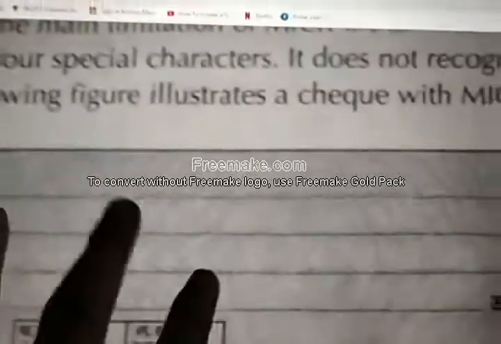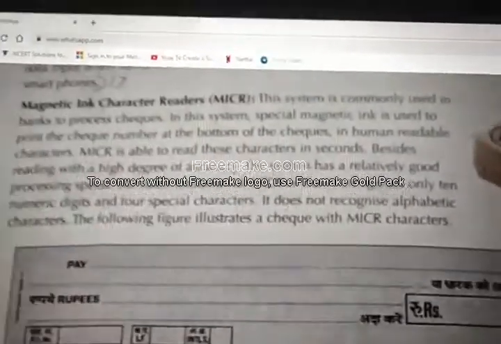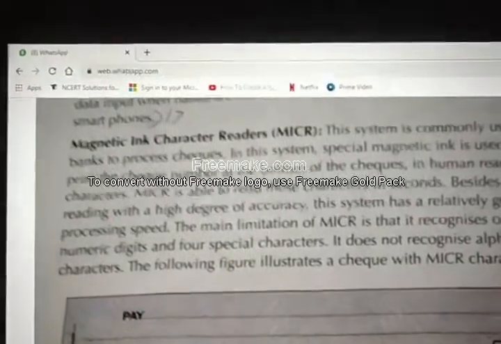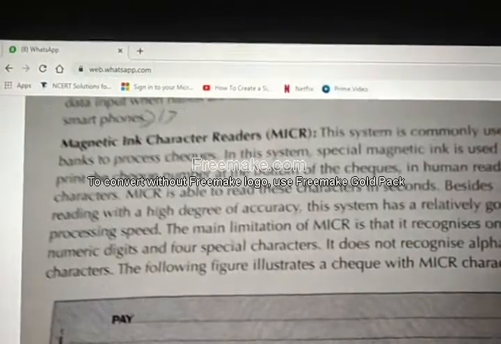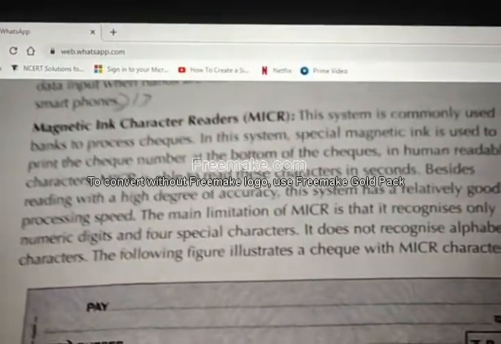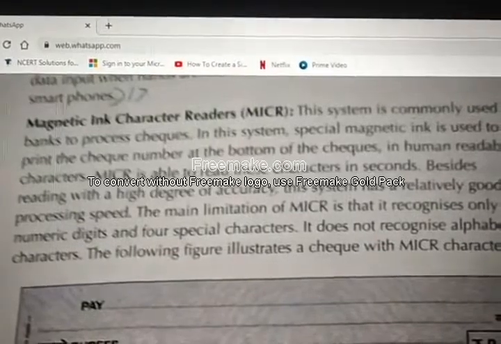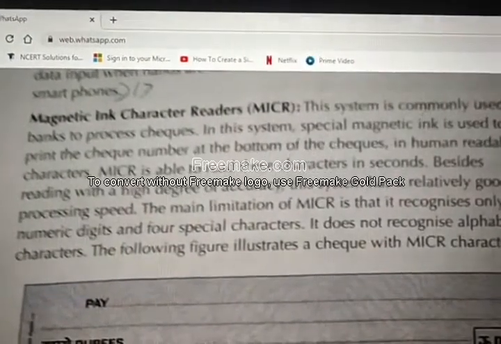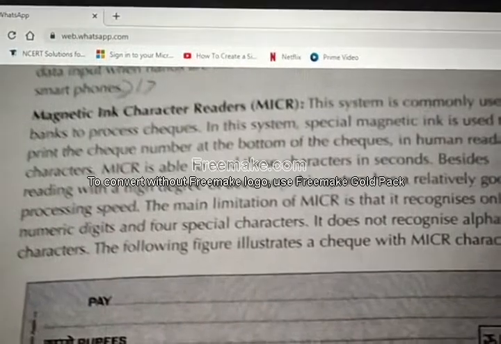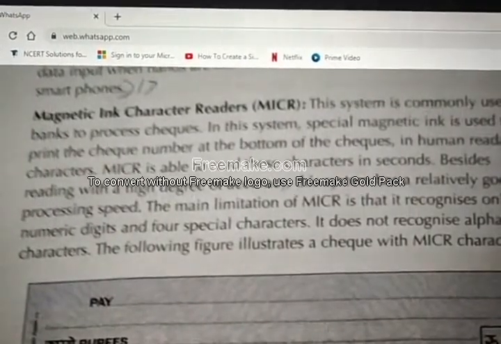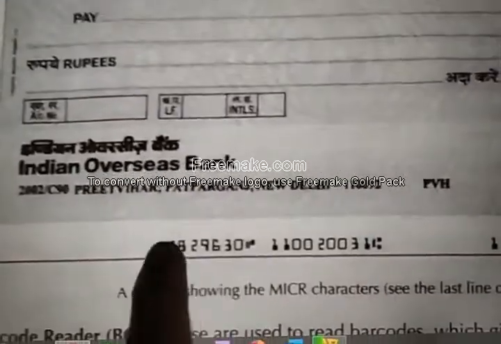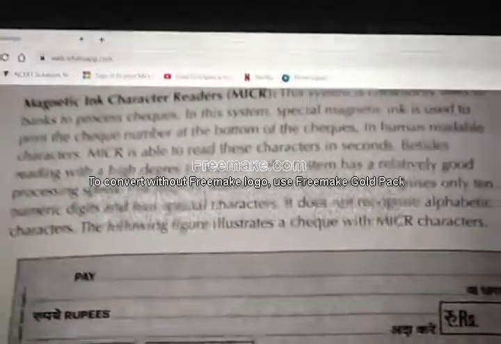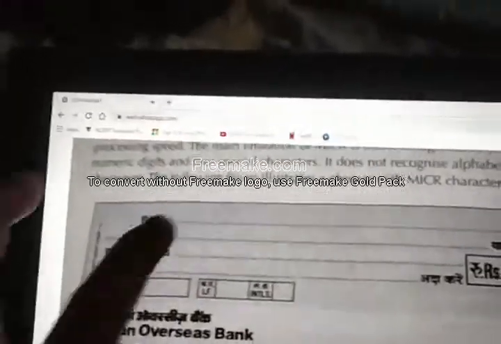This MICR system is commonly used in banks to process checks. In the system, special magnetic ink is used to print the check number at the bottom of the check in human readable characters. In a check, you will have this type of numbers. This is what they are explaining. MICR is able to read these characters in seconds.